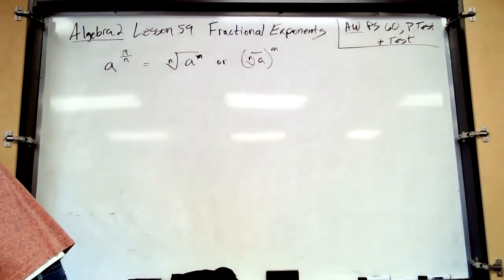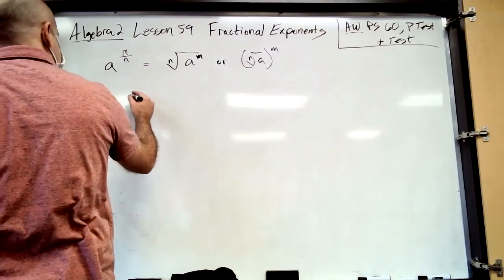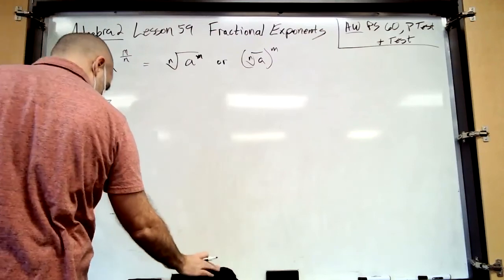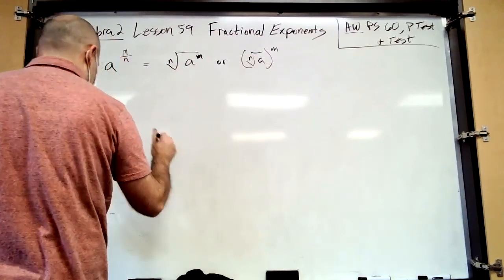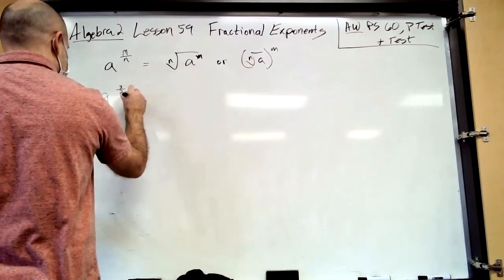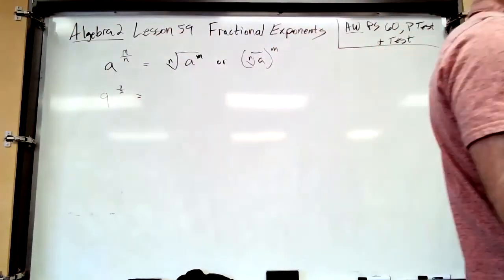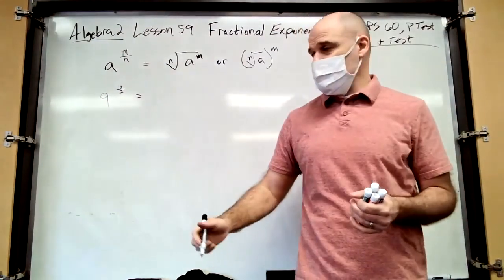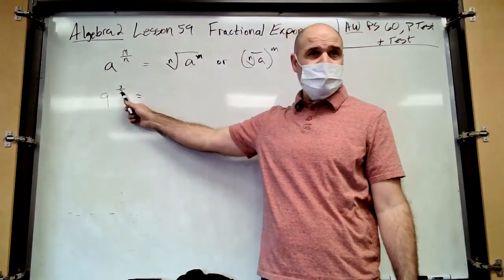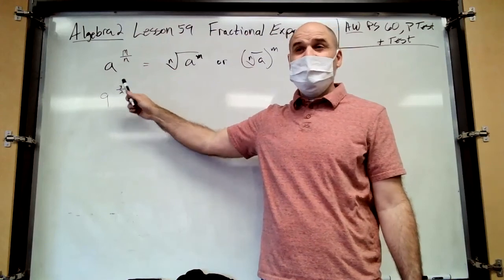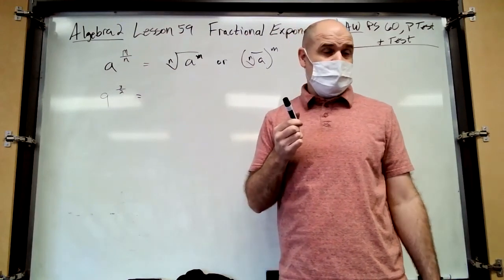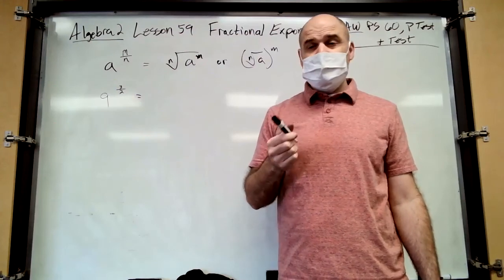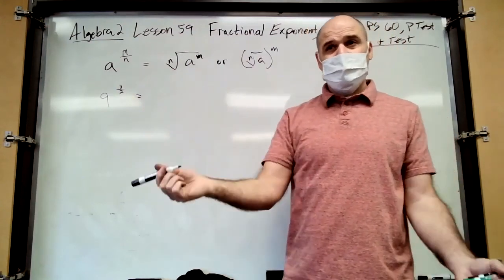So let's try this. Let's try 9 to the 3 halves. Okay? So now eventually you'll be able to tell me that this is just 27. But you have to do the math first. You have to find the second root or the square root of 9 and then cube it. What's the square root of 9? 3. And then now cube 3, 27.